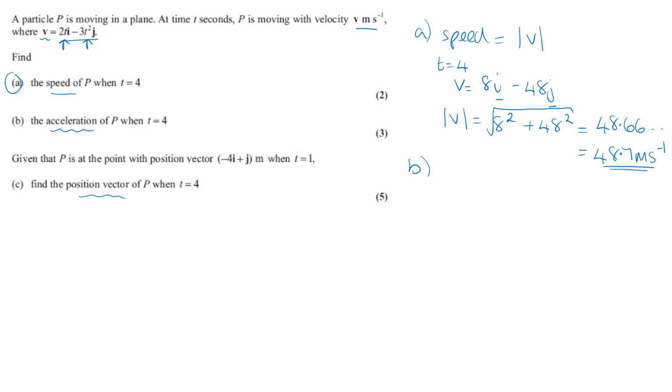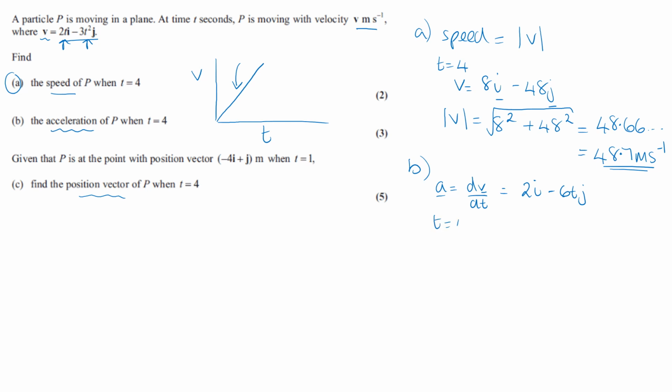Now, part B, we are going to be differentiating. If we just explain why a little bit, if we've got the velocity time graph, and if we've got constant acceleration, then the gradient of that graph is equal to the acceleration. But because we've got variable speed, we're going to be differentiating to find the acceleration. So a is equal to dv by dt. So differentiating both components, we're going to get 2i and then minus 6tj.